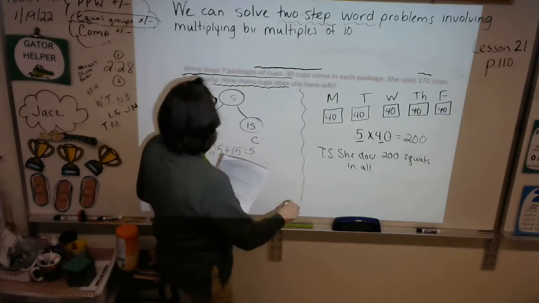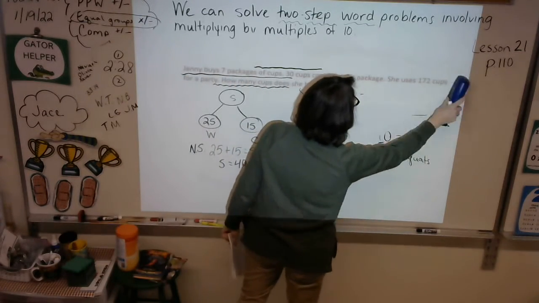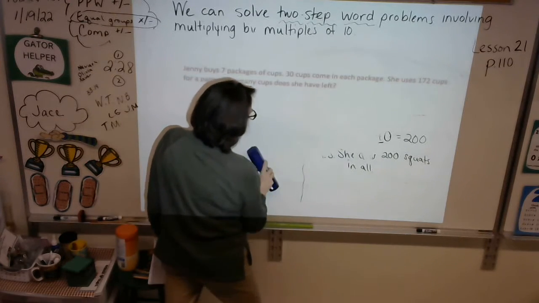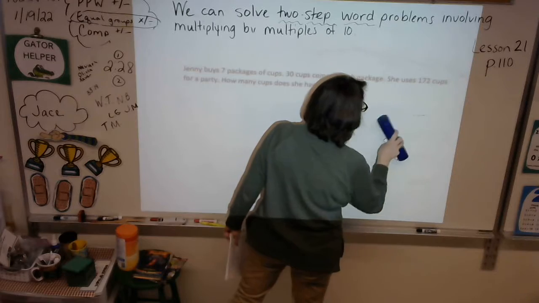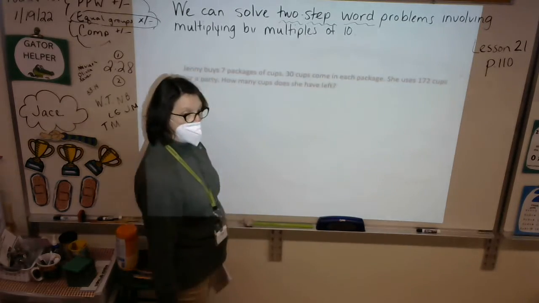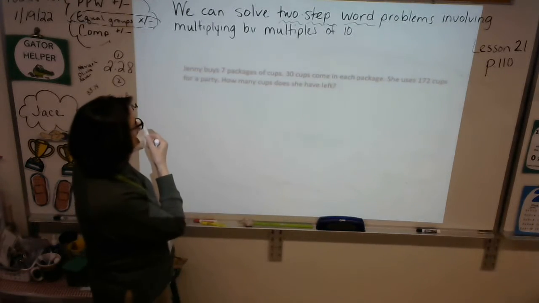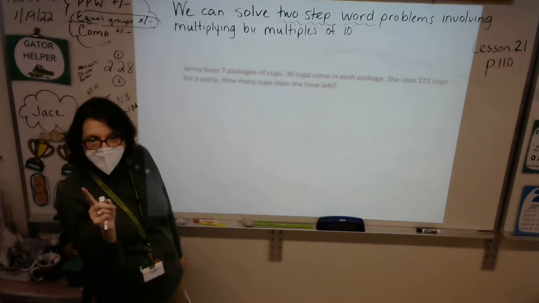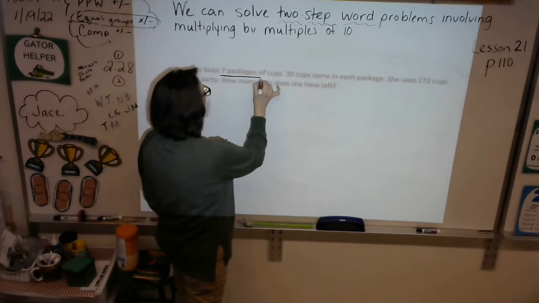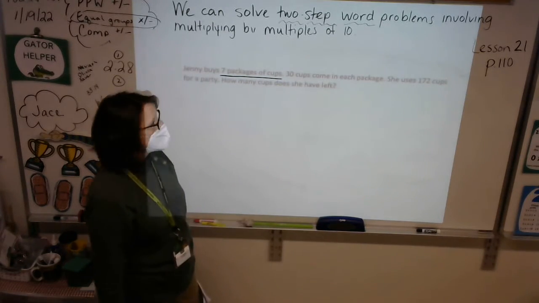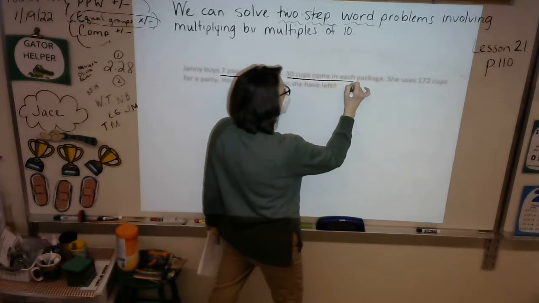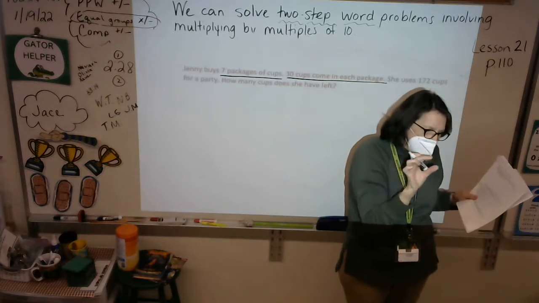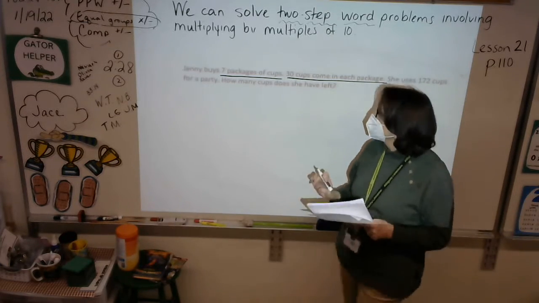Very good. All right, our next one, somebody's buying some cups. All of these are so similar to what might really happen if you're having a party or you're going to the store and you're trying to figure out how many to buy, okay? So Jenny buys 7 packages of cups. What are you picturing in your head right now? 7 packages. Let's underline that. 30 cups come in each package, so now I'm picturing in my mind a sleeve of cups that says on the outside 30. Very good.